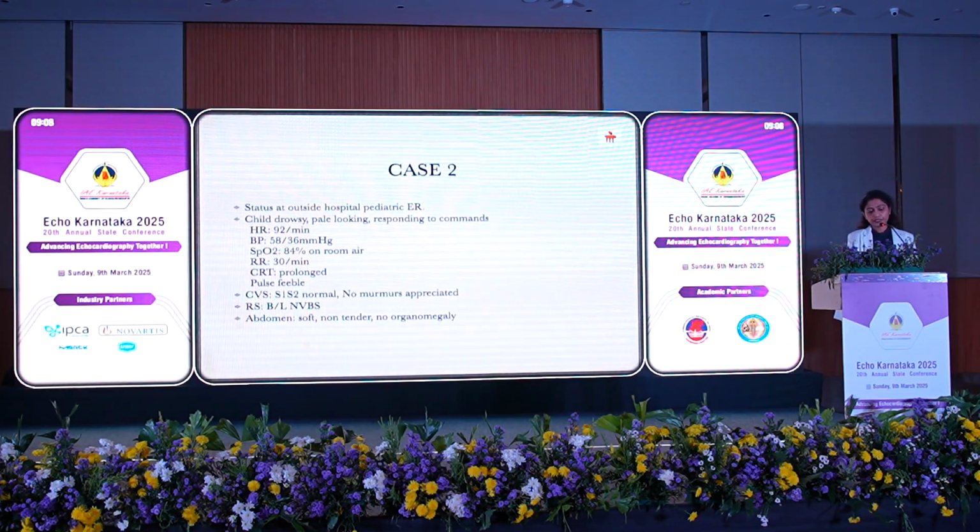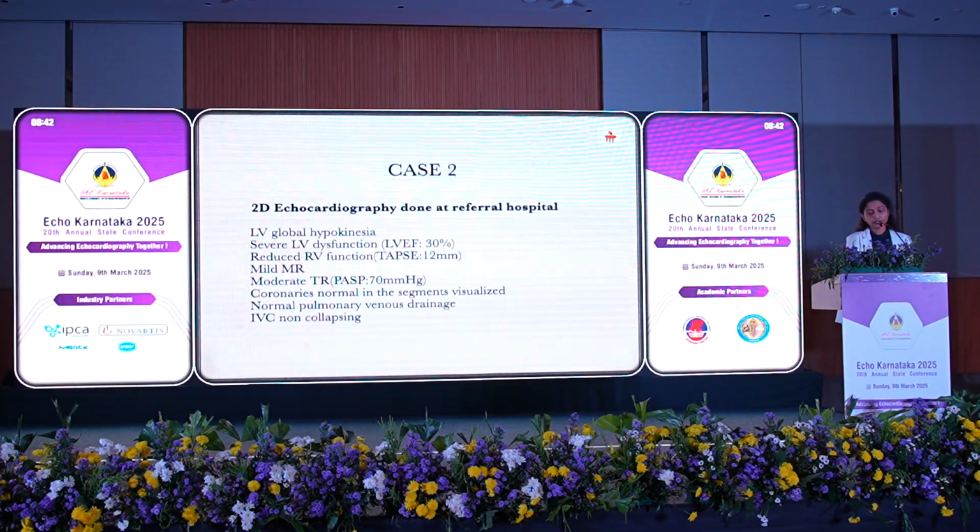She was initially taken to Manipal Hospital, Varthur Road branch, to the pediatric emergency. And the pediatric intensivist there got in touch with our team because she was very hypotensive with desaturation, prolonged CFT and low BP. In spite of multiple inotropes, we could not get the BP to more than the 5th centile. And in fact, the cardiovascular system examination was very unremarkable, but the echo done at the referral hospital showed global LV dysfunction with an EF of 30% and a reduced RV function with severe pulmonary hypertension.